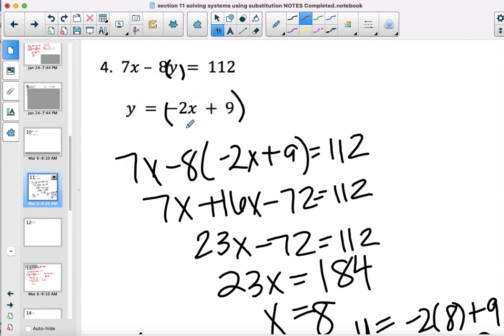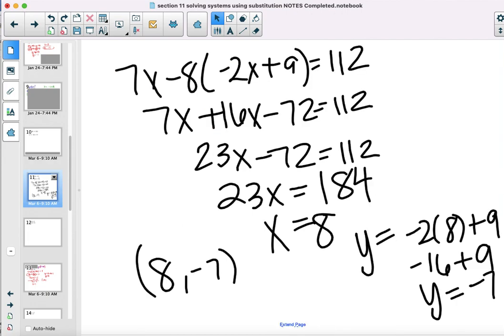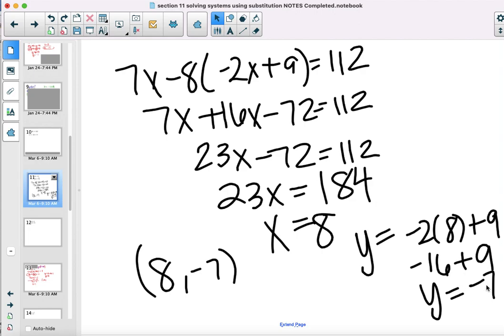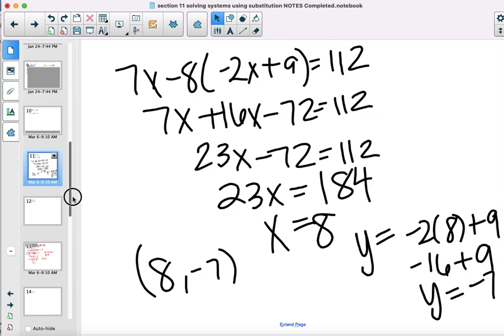All right, so on example number 4, y was by itself, so I chose to take this -2x plus 9 and plug it in for y. And when I did that there, I was able to distribute, combine like terms, and I got x equaled 8. I took that 8 and I plugged it back in to this bottom equation, so -2 times 8 plus 9. And that gave me a value of -7. So our answer there for example 4 was 8, -7.